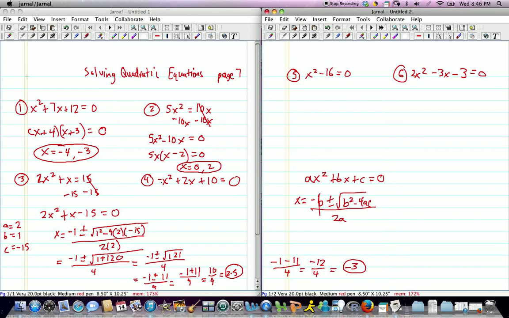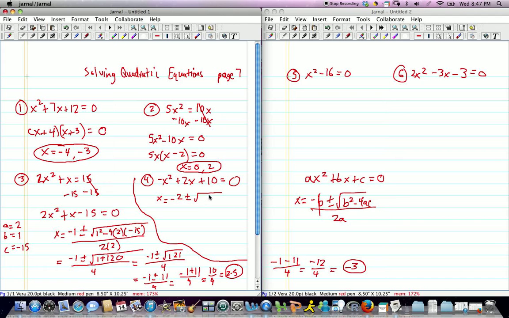Your A here is negative 1, your B is 2, and your C is 10. Because I'm close to running out of room, I'm going to go ahead and just plug those in and skip that first step. So here I get x is equal to negative 2 plus or minus square root of 2 squared minus 4 times negative 1 times 10, all over 2 times negative 1.